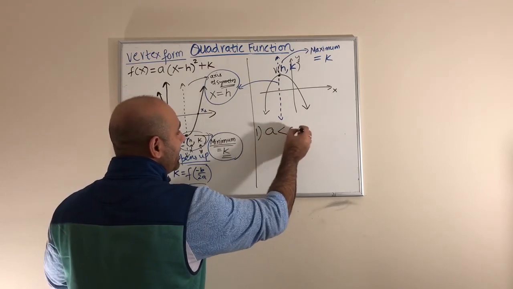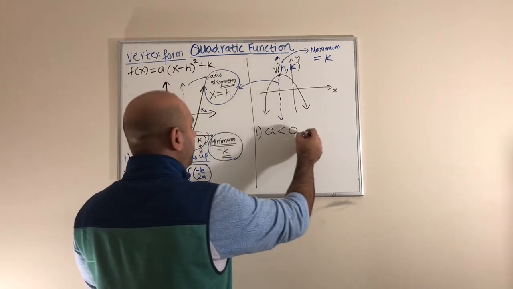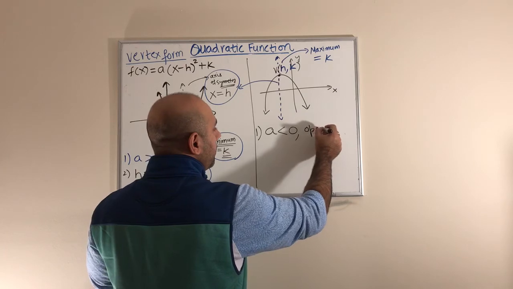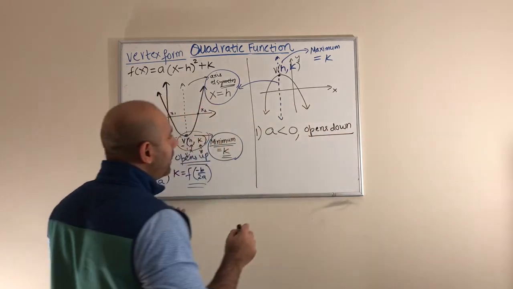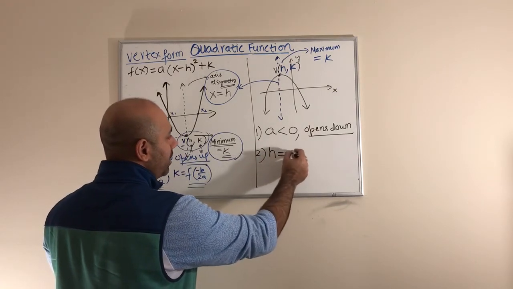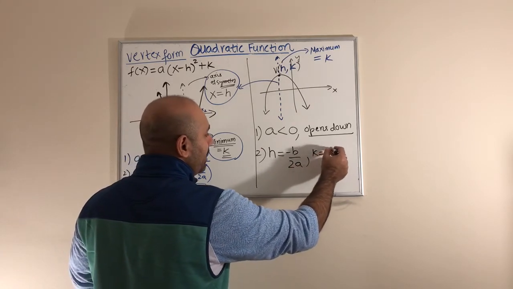And the other thing we wanted to point out here was that if a is less than 0, and this is the scenario where a is less than 0, the graph opens down. That is this one. And the other piece is exactly the same. To find h, you do negative b over 2a. And to find k, you simply substitute that.